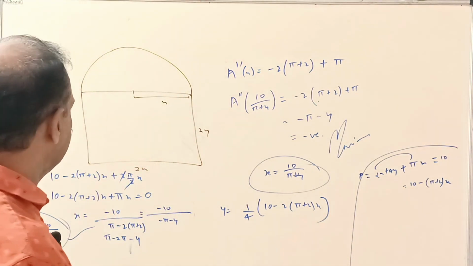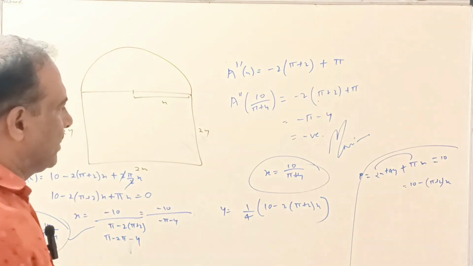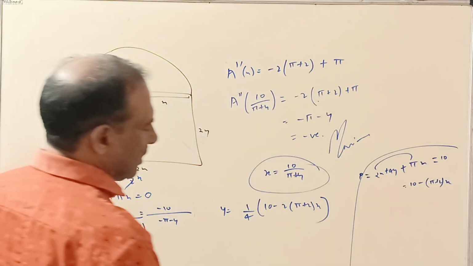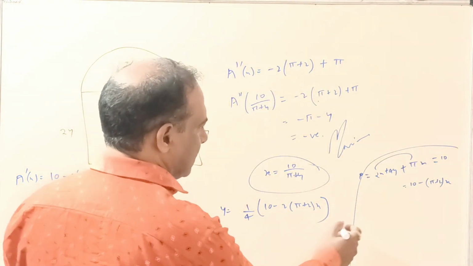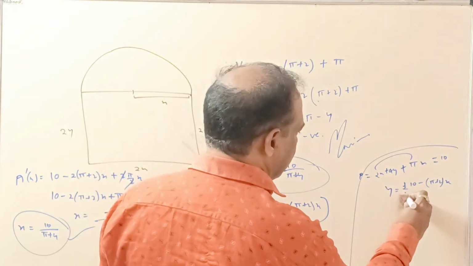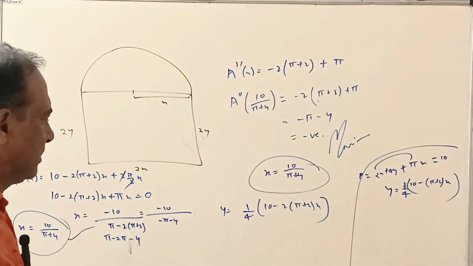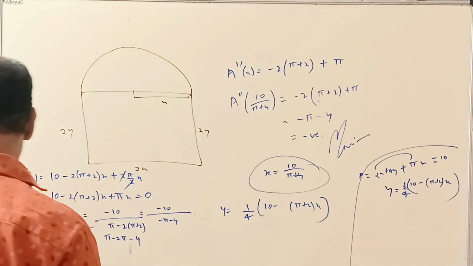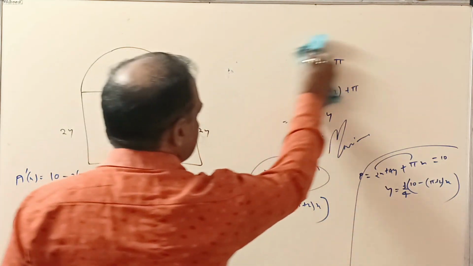This is the parameter we have gone through. This is 2x, 2y plus 2y, and the circumference 2 pi r, half of 2 pi r is pi r. Okay. Now here, what is this? Here is 10 minus pi plus 2. We take the common factor from here, and this y becomes 1 over 4 times 10 minus pi plus 2 times x. So here now 2 will not come here. Okay, just wait.